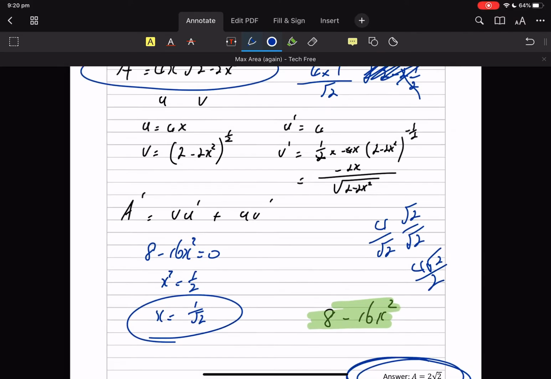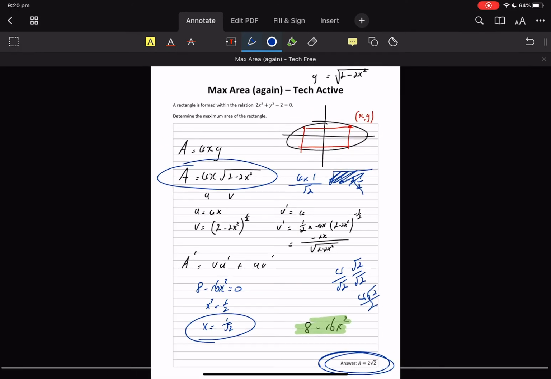2 root 2. Hopefully by then, the beginning of that question really is all that you need a bit of a hand with. The rest is just manual product rule, set it equal to 0 and find the area.